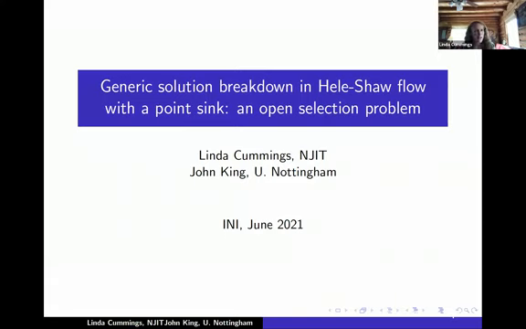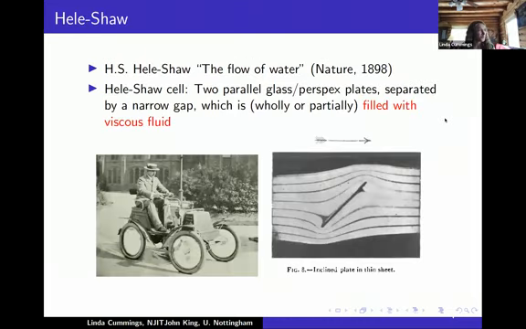So I'll be telling you about aspects of some work that John King and I did quite a long time ago when I was at the University of Nottingham, on selection problems in Hele-Shaw free boundary flows. Although it's such old work, I've never actually given a talk on it. So this is my first time speaking about this work. A bit of background: the Hele-Shaw cell is named after Henry Selby Hele-Shaw, shown here in his motor car in about 1902. He was a mechanical and aeronautical engineer and inventor, best known perhaps for inventing the variable pitch propeller, as well as the Hele-Shaw cell, of course.